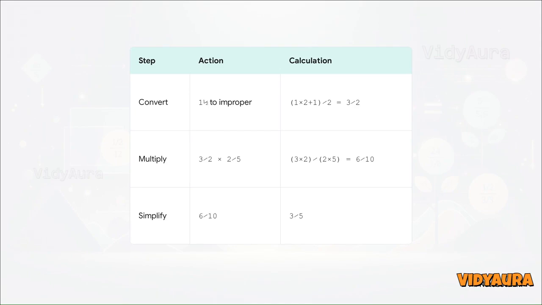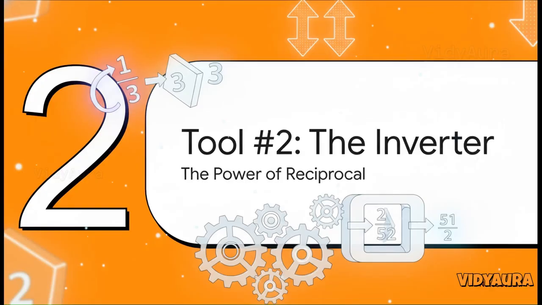1.5 becomes 3/2. So our new problem is 3/2 times 2/5. We can multiply across the top and bottom to get 6/10, and that simplifies down to 3/5. But hey, look closely. We could have used our cross-cancellation trick again. The 2's on the diagonal would cancel each other out, leaving us instantly with 3/5. See how powerful that is? Fantastic. You've pretty much mastered the multiplier.